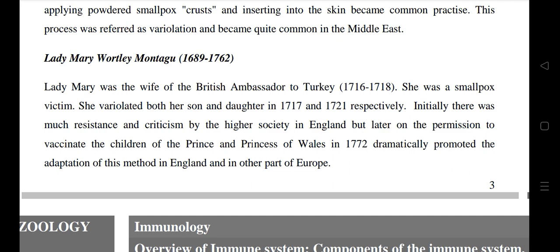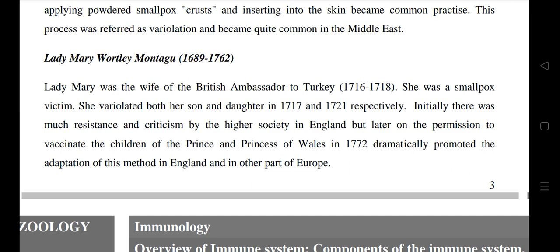Lady Mary Wortley Montagu, 1689 to 1762. Lady Mary was the wife of the British ambassador to Turkey. She was a smallpox victim. She variolated both her son and daughter in 1717 and 1721 respectively.